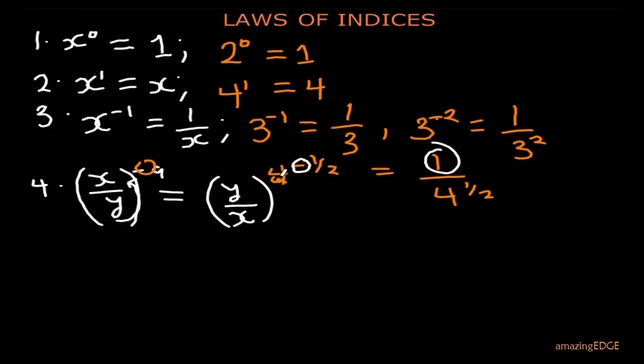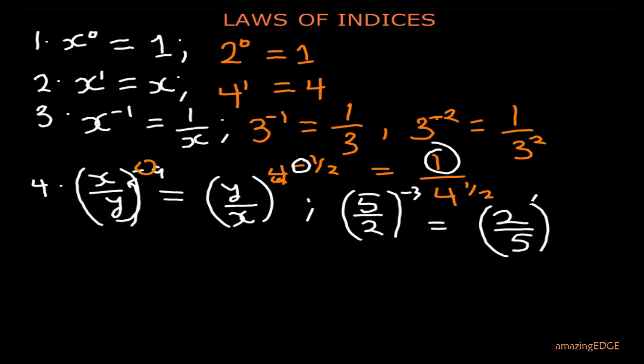So we look at an example. Supposing I have 5 over 2 raised to power minus 3. This could be written as 2 over 5 raised to power 3. So the minus goes, and we have plus 3.